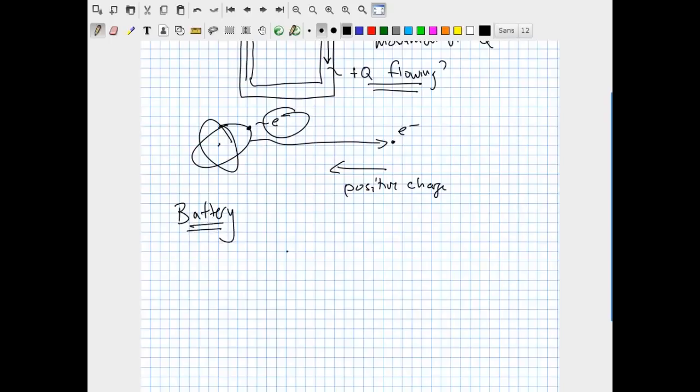Now, the battery can be drawn into a circuit diagram like the one I just showed you by putting a series of parallel lines, one big, one small, one big, one small, and then imagining a little line of conductor that comes out of each end of this little device. And then over here, I have some components that go into the circuit.